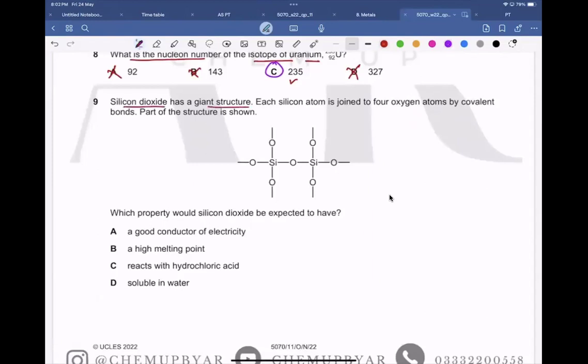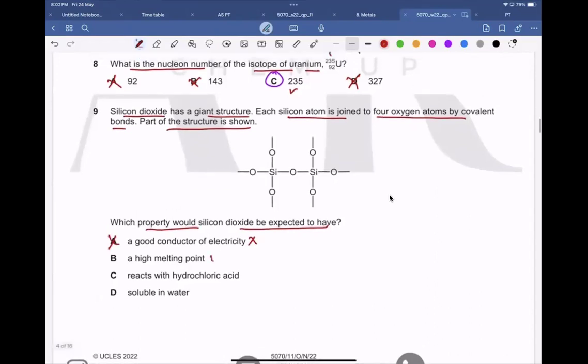Now question number 9. Silicon dioxide has a giant structure. Each silicon atom is joined to 4 oxygen atoms by covalent bonds. Part of the structure is shown. Which property would silicon dioxide be expected to have? A good conductor of electricity? No, not at all, because silicon is in group 4, so it has 4 electrons in the valence shell, so it does not conduct electricity because all 4 are involved in the bonding. It has a high melting point because it's a giant structure. Yes, that can be correct.